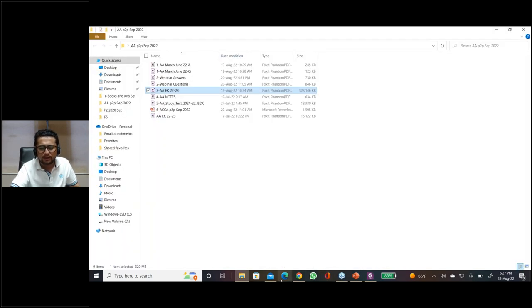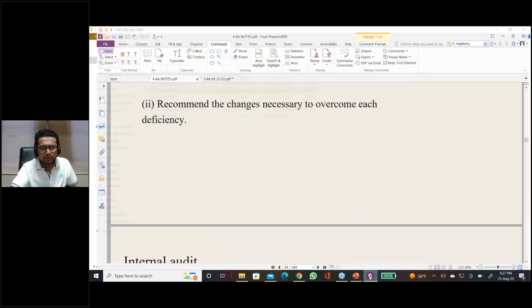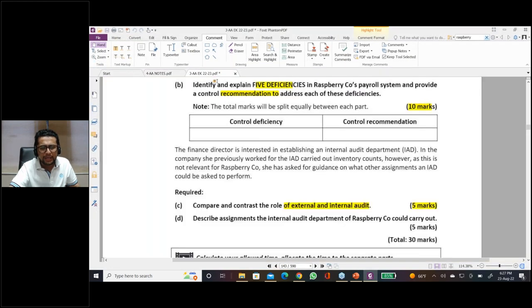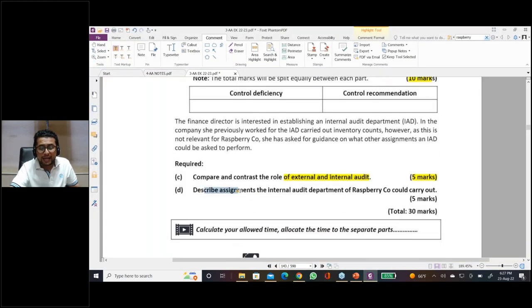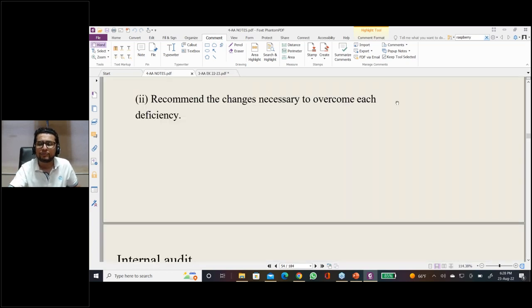Okay, let's go to part D. Describe assignments the internal audit department of Raspberry company could carry out, 5 marks. So you need to come up with 5 assignments. What assignments? Asset verification assignment, value for money assignment, operational audit. So the assignments are also available in your book.